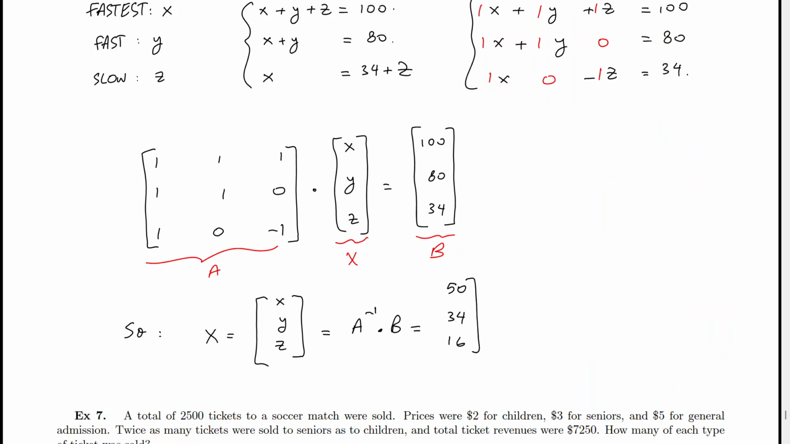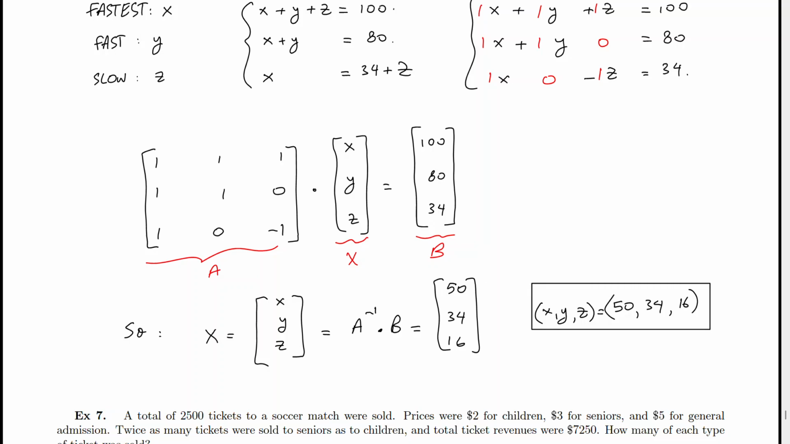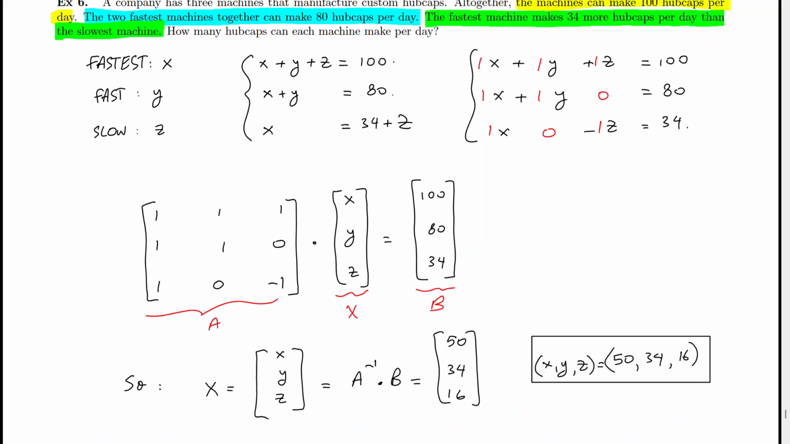In other terms, the X, Y, Z triplet that we're looking for consists of the numbers 50, 34, and 16. So what does that mean? What that means is that the fastest machine is making 50 hubcaps per day, right? Remember, X is 50, and X refers to the fastest machine's amount. The medium speed machine, or just the regular fast machine, is making 34 hubcaps per day, and the smallest machine, Z, is making 16. That's the slowest one.